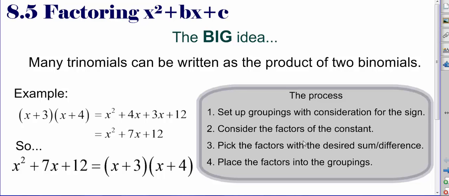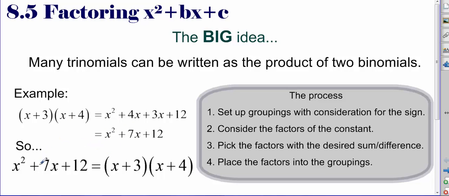Our notes here do have a process. Set up the groupings with consideration for the sign, consider the factors of the constant, pick the factors with the desired sum or difference, and then place the factors into the groupings. Basically, they have done that for you in the setup of this trinomial.